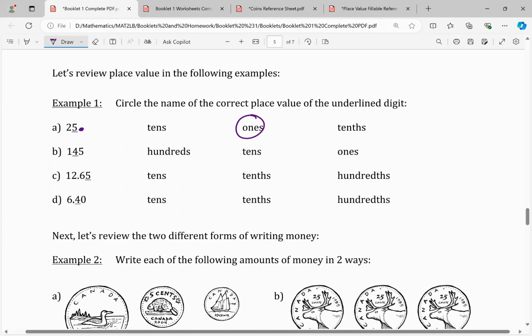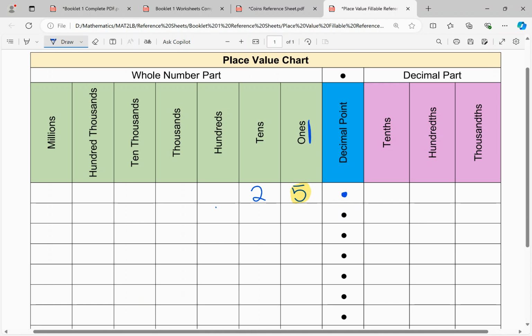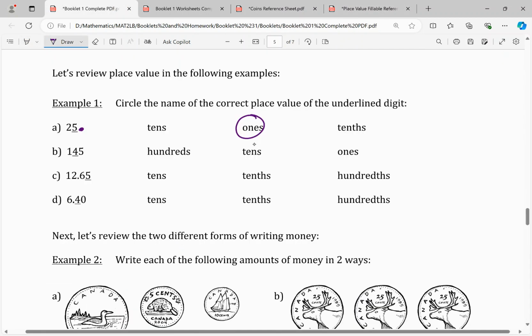145. If you struggle to find out what place value the 4 is in, all you need to do is take 145 and copy it to your place value chart. Please remember, if there is no decimal, then pretend like the decimal just comes after everything. They ask us to find the place value of the 4. So here's the 4, and the place value is going to be the tens. So I'm going to go back. I'm going to circle tens.